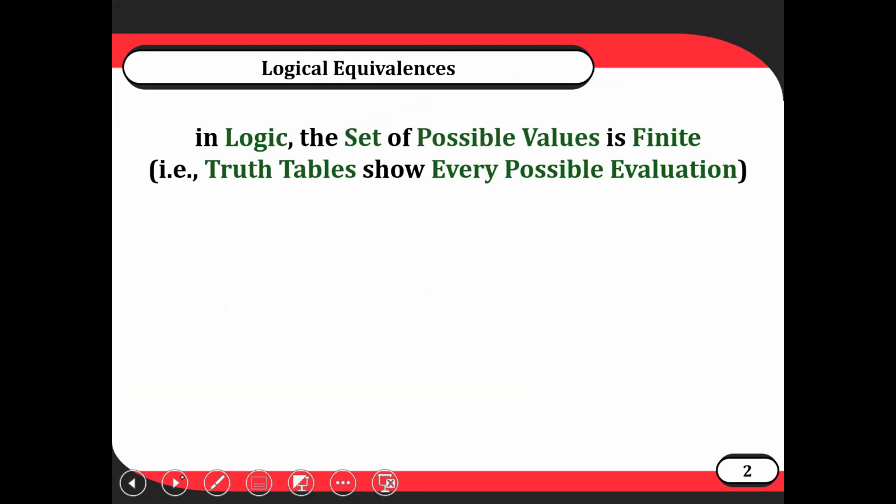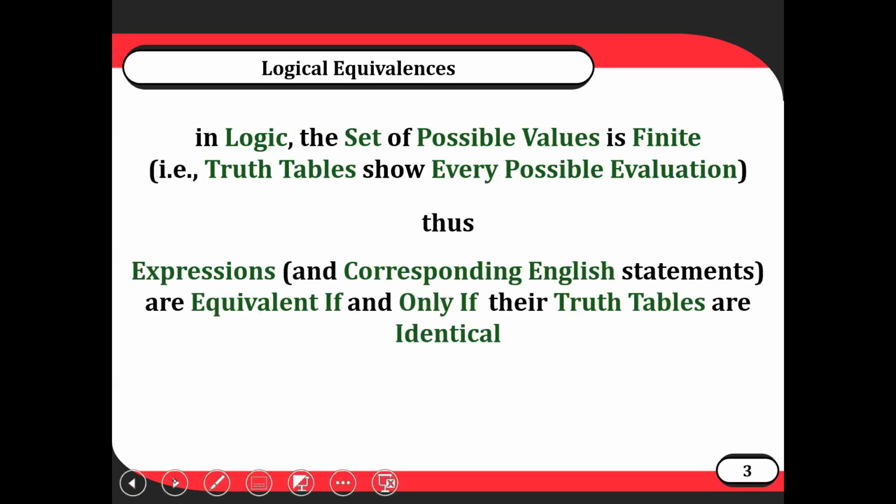Okay. So in logic, the set of possible values is finite. What that means is that each of our variables, each of our propositions, takes on either true or false. So the set of all possible values is finite, so we can always make a finite table for some expression. Expressions and corresponding English statements are equivalent if and only if their truth tables are identical. By identical, what we mean is the final column of the truth table. Not the sub-expressions, we don't necessarily care about that, but the final column should match.